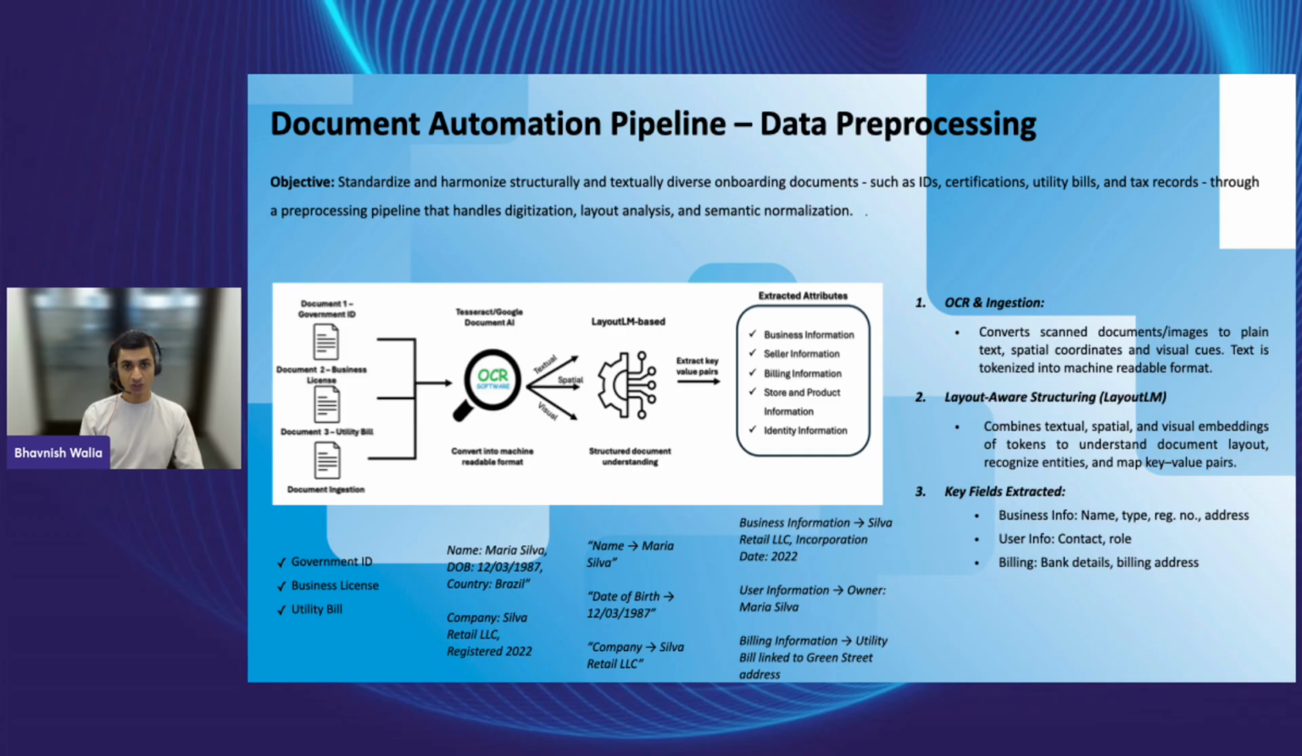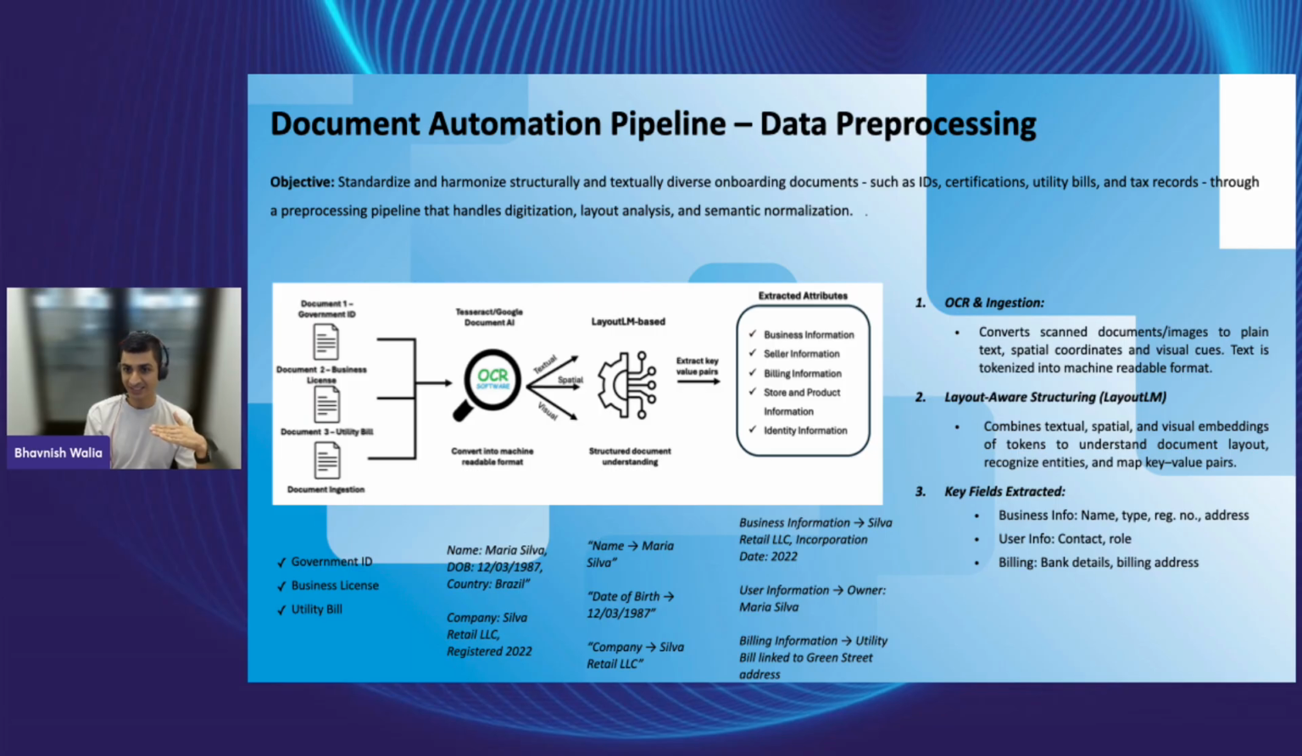All right, moving on to the data pre-processing. I sort of covered this in the prior slide, but out here, going a little more granular, a variety of documents come into the picture. OCR is essentially converting these documents, this information, into machine readable format. So for example, name is Maria, date of birth is 1987, company is Retail LLC, and it was registered in 2022. Once that's done, then comes the LayoutLM model.